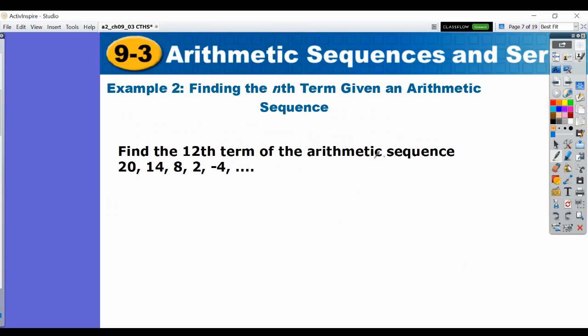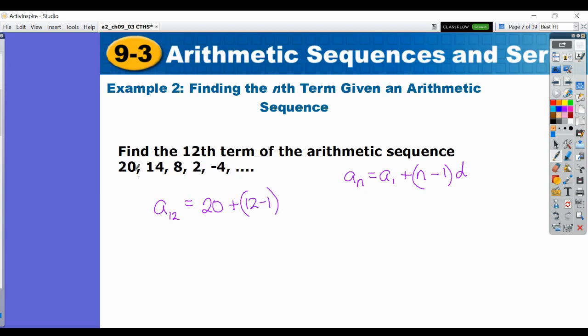We want to find the 12th term. So notation, we're looking for a sub 12. And the formula, in case you don't have your formula sheet handy, is a1 plus (n minus 1) times d. I forgot my parentheses. So for this one, what is my first term? Well, a1 is my first term, 20, plus n is the term I'm looking for. So that's 12 minus 1 goes there.